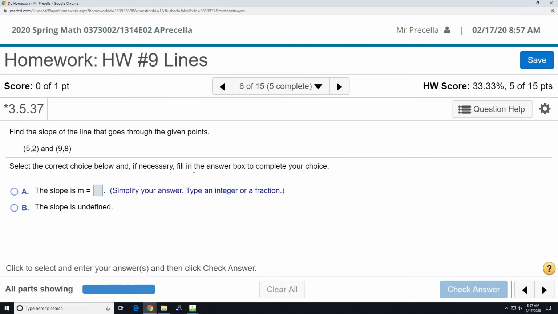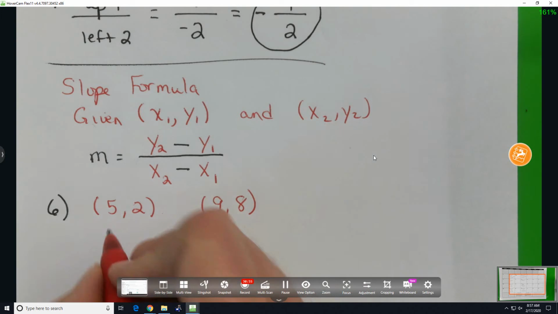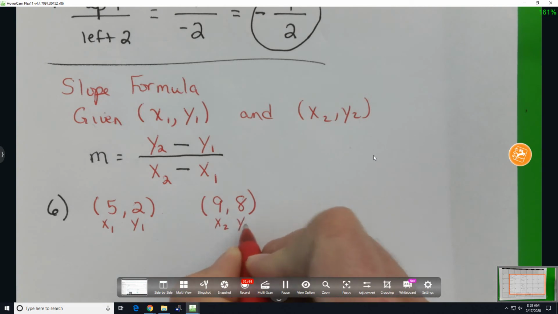Okay? So let me write down this problem number 6. Okay. We have the ordered pairs 5, 2, and 9, 8. And it says, find the slope of the line. Notice there's that option of undefined. It would be undefined if there's a 0 in the bottom of that fraction when we actually do the little formula. So let's look back over here. Just like I did with distance and midpoint formula, I always label first x, first y, second x, second y.